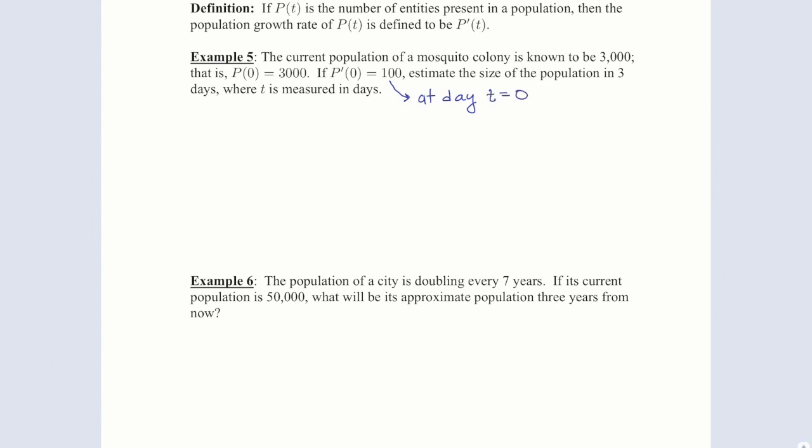And the 100 is a growth rate. So we would say the population is growing at a rate of, we'll say growing because it's positive. If it were negative, we would say shrinking.